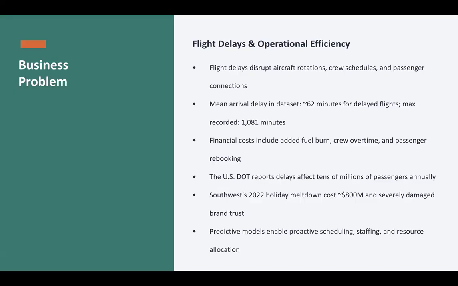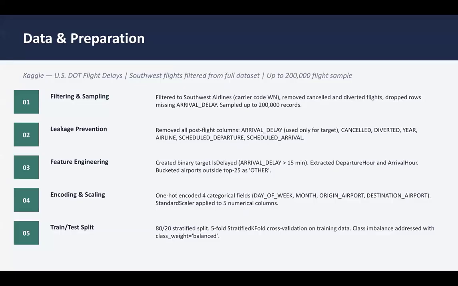Our data from the Kaggle dataset is based on US DOT flight records. We filtered it down to Southwest Airlines flights only, using the carrier code WN. Can you go to the next slide? We removed canceled and diverted flights and sampled up to 200,000 records.